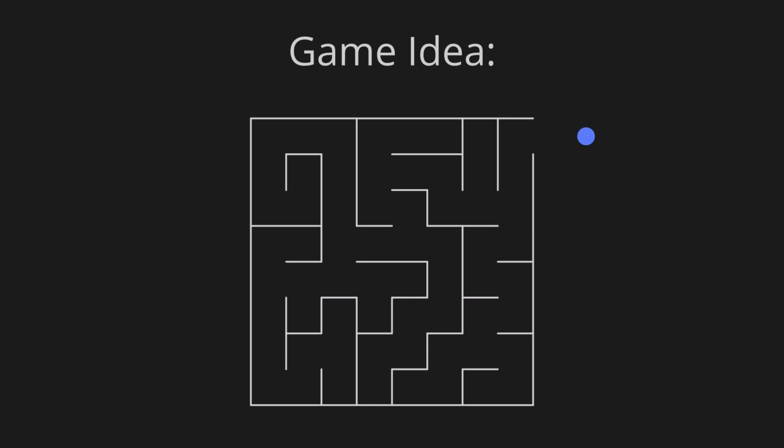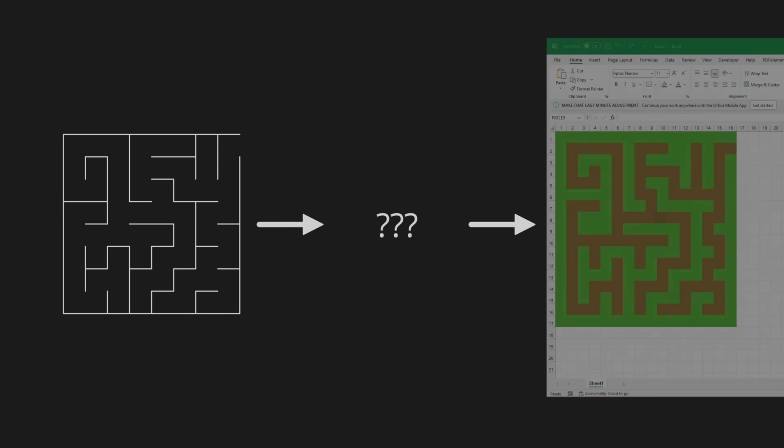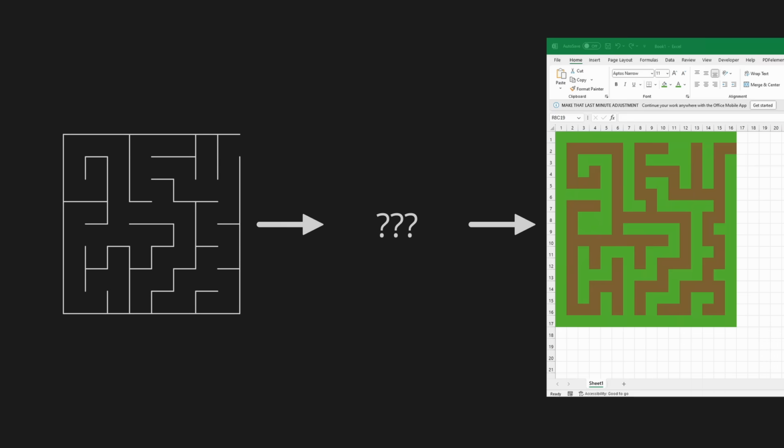To make this work, we'll need to break the maze simulator down into its core components. The most obvious component is the maze itself. We need a way to represent the maze so that Excel can understand what it is. This might seem like a really difficult problem, but it really just comes down to a text file. Excel is very good at reading text out of a text file, so let's make a maze.txt.